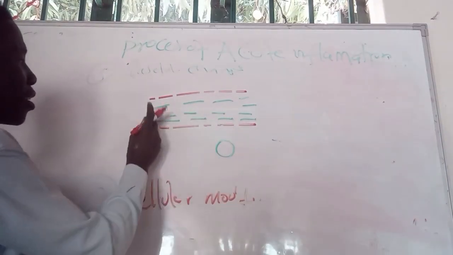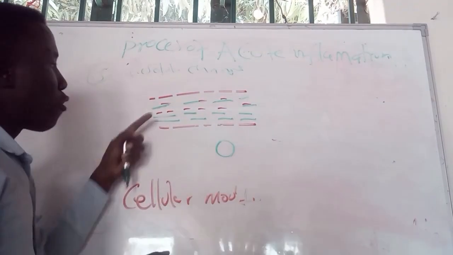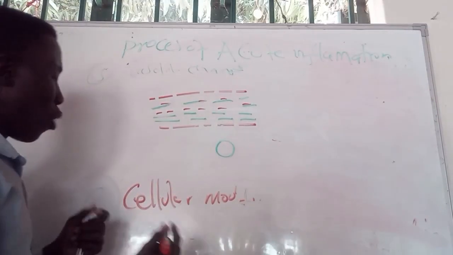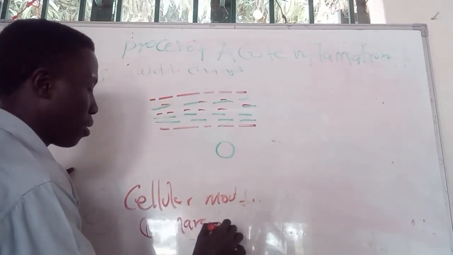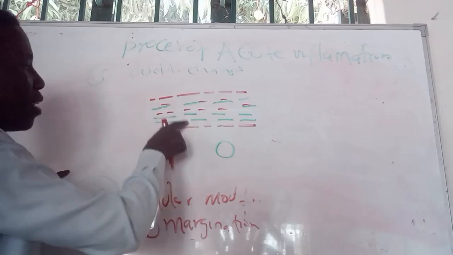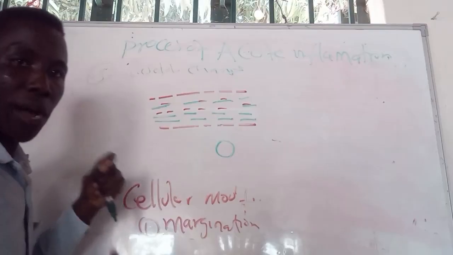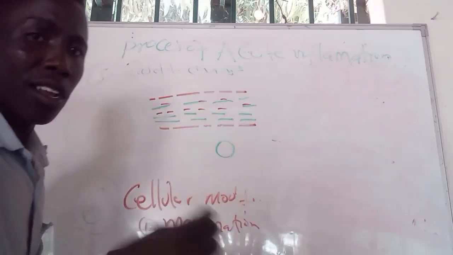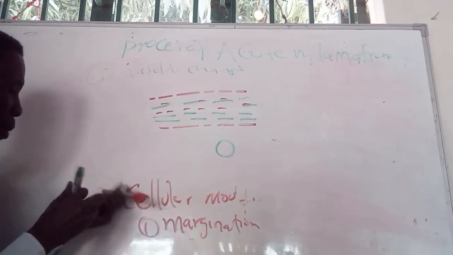What happens? These blood cells, assuming these are white blood cells, will start to fall on the lining of the blood vessel, which is called margination. So what happens in cellular movement? One is margination. Margination is the movement of these white blood cells towards the endothelium lining of the blood vessel.